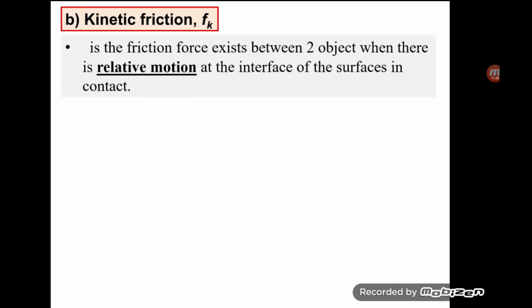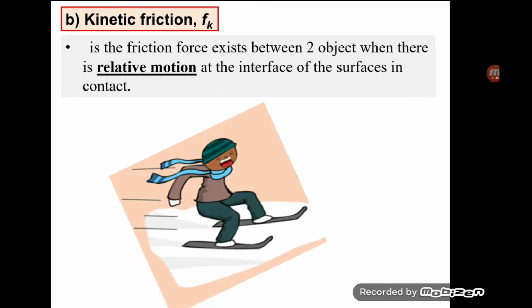Kinetic friction. Kinetic friction force exists between two objects when there is relative motion of the interface of the surface in contact. Picture the ice skating. It has motion and it has kinetic friction.